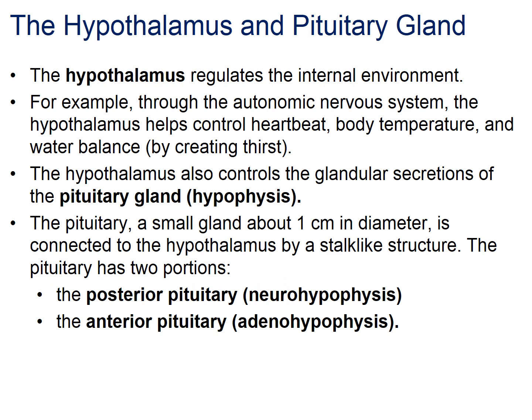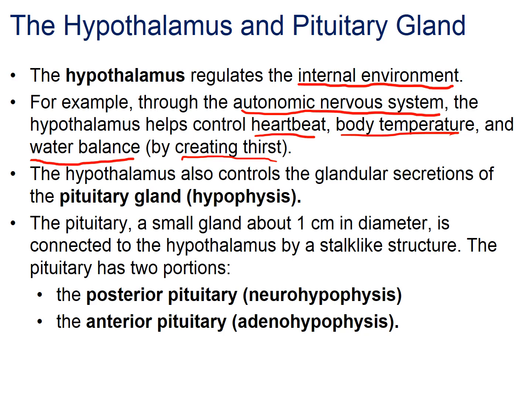In the nervous system, we've already learned that the hypothalamus regulates the internal environment, or more correctly, homeostasis, the internal balance of various things. For example, through the autonomic nervous system, the hypothalamus will help you regulate things like heartbeat and body temperature. You might remember when you have a fever, it is the hypothalamus that causes the temperature to rise. And in the urinary system, you learned that the hypothalamus makes a hormone called ADH, which helps you regulate water balance. And it is also the hypothalamus that causes you to have a thirsty sensation when you are dehydrated.